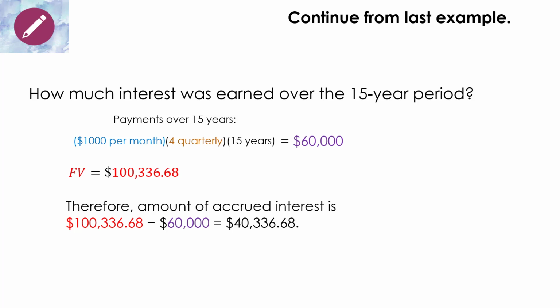Therefore, the amount of accrued interest is $100,336.68, what we have in the end, minus what we invested, which is $60,000. How much interest was accrued? That would be $40,336.68.